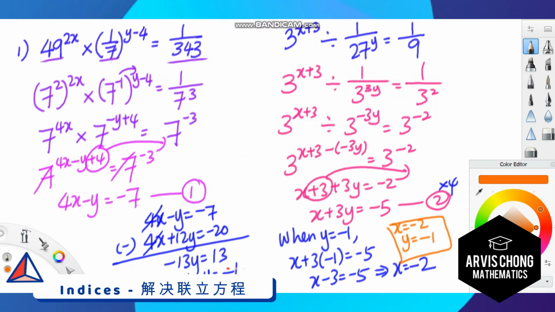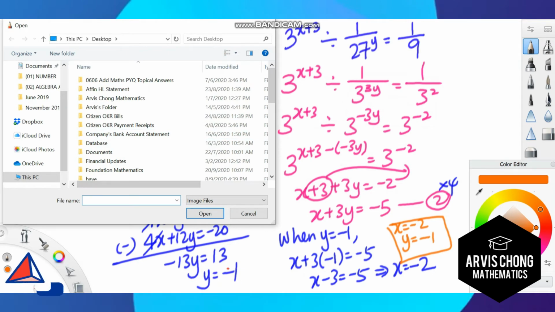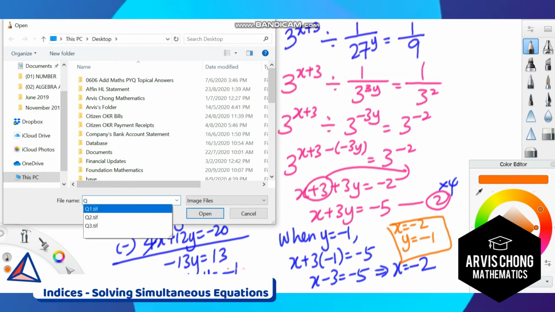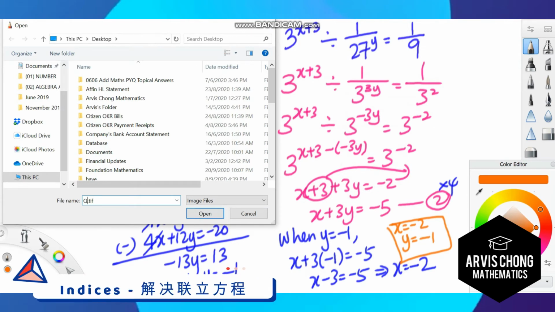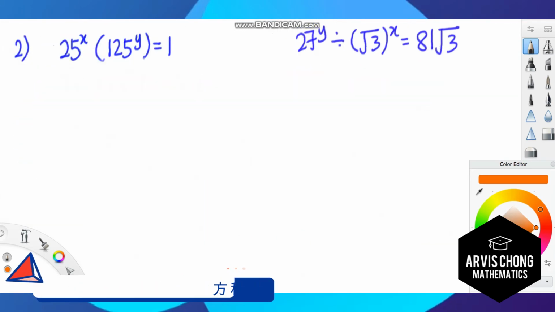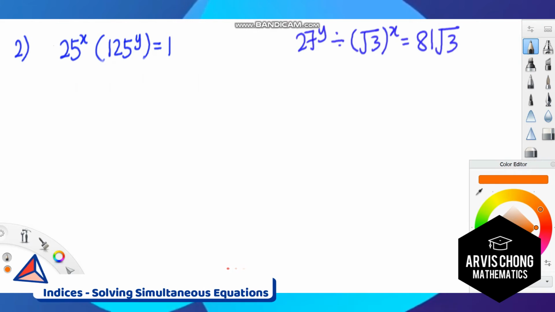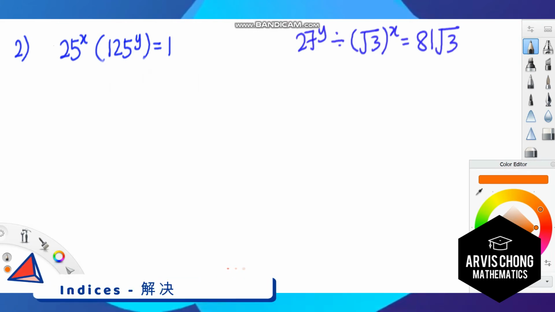example number 2 here. So actually we can just look at the question number 2. Okay, so what if we have this 25 power x times 125 power y equals to 1. So this part, actually we knew that we can change it to base 5, yeah? So all of this we change to base 5.